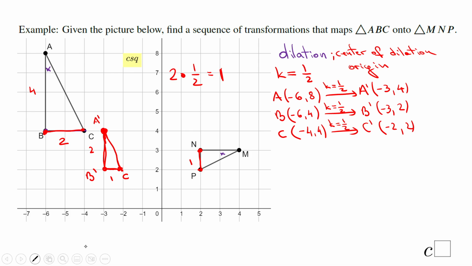I need to go from here to here. And in fact, if you notice, I kind of told you what that is: a rotation. We have a rotation here. That is the transformation that will change the orientation. This A prime becomes M, right? It's a rotation 90 degrees clockwise around the origin.